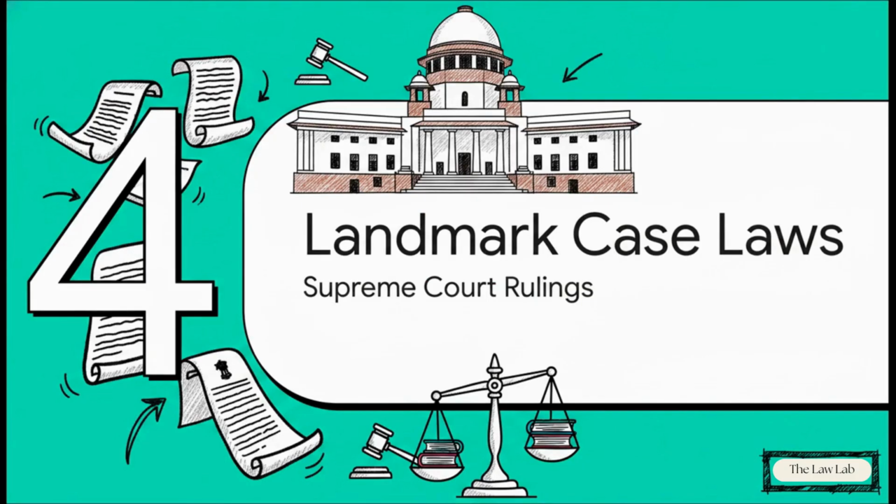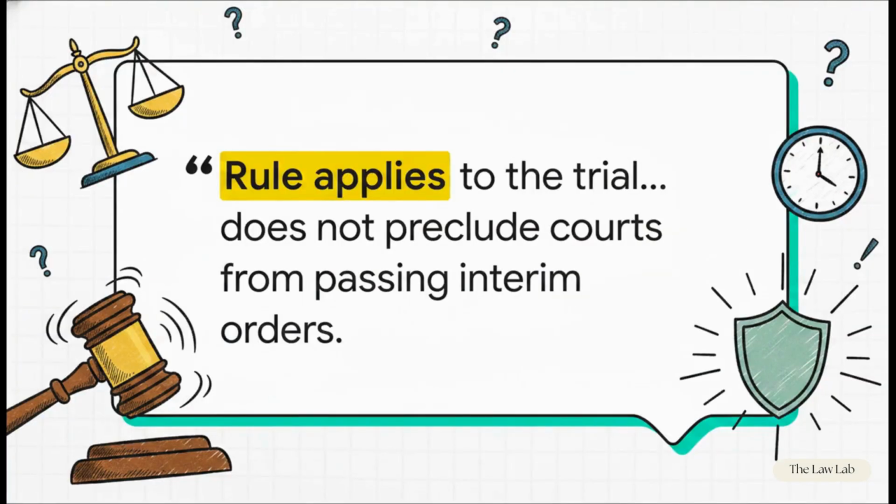All right, Section 4, landmark case laws. Let's see how the Supreme Court has actually handled this in the real world. Back in 1998, in the landmark Indian Bank versus Maharashtra State Cooperative Marketing Federation case, the Supreme Court firmly clarified the exact point we were just talking about. They ruled that courts can absolutely still pass interim orders to protect parties. It's the trial that gets paused, not the court's ability to prevent immediate, irreversible harm while things are on hold.